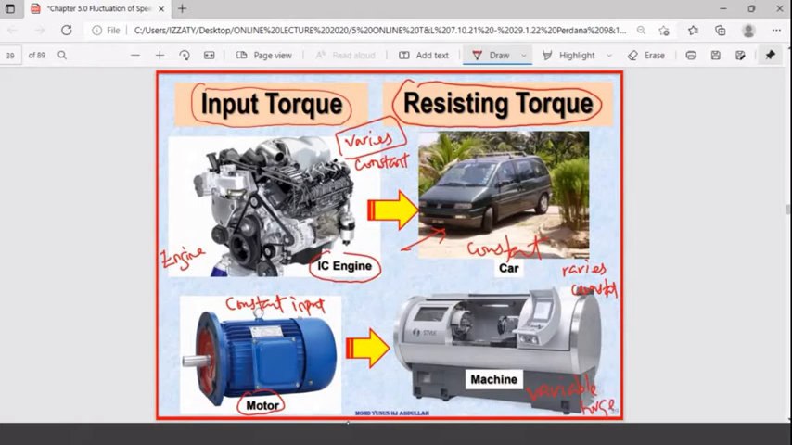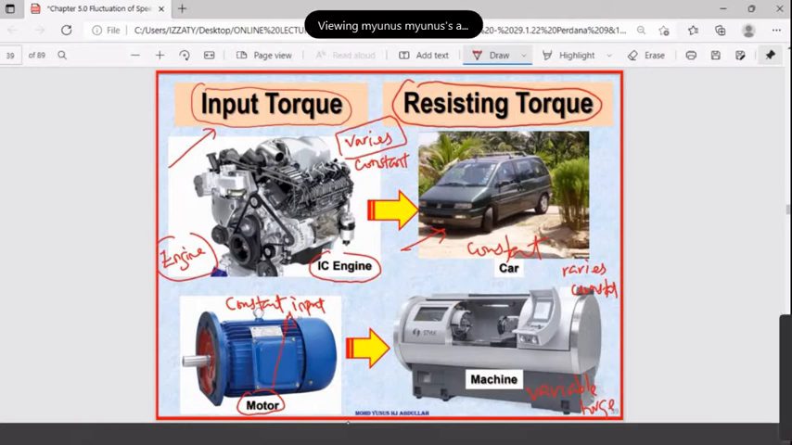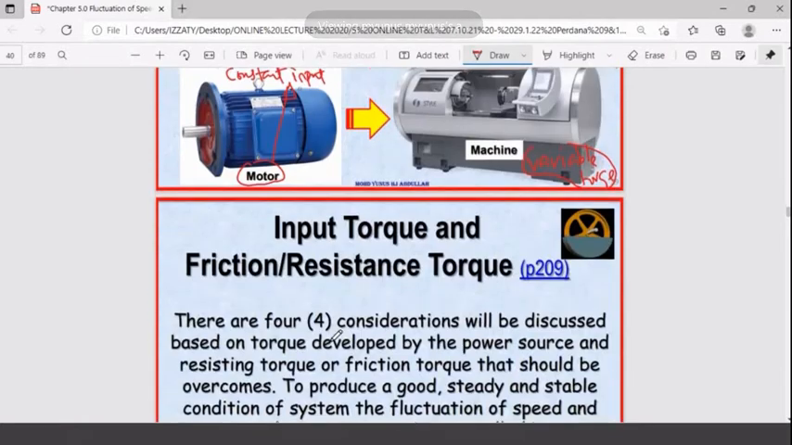Okay, so remember this one, yeah. Engine always gives you what? Variable torque, input torque. But motor will always give you constant input torque. And the car or the vehicle is always giving you what? Constant resistant torque or output torque, because this one is input, this one is output. But the machine is always giving you variable torque. So to talk about this one, I'm going to share with you the next slide.